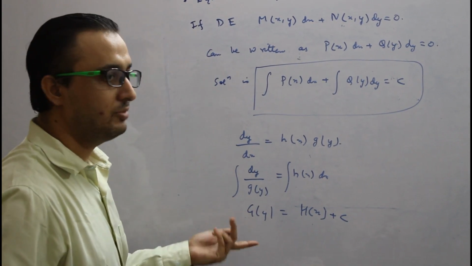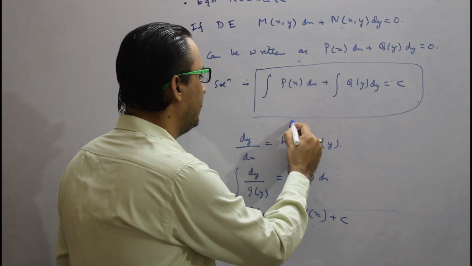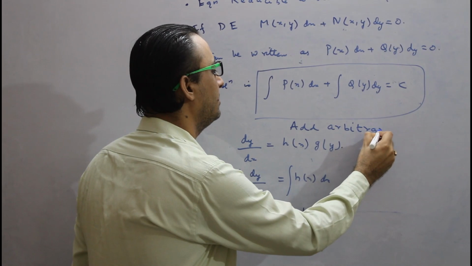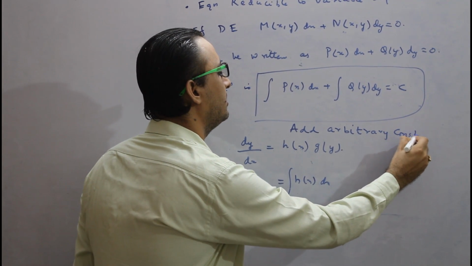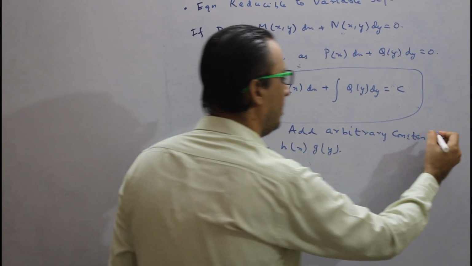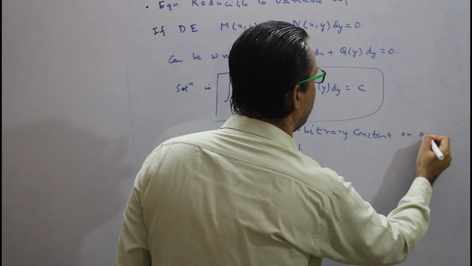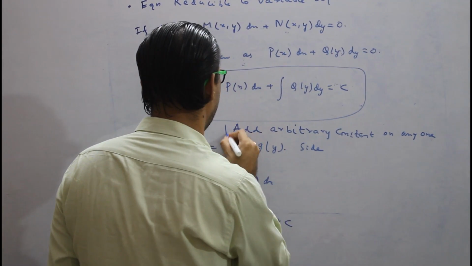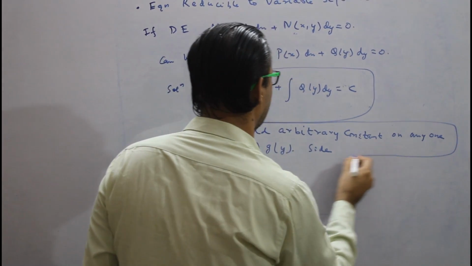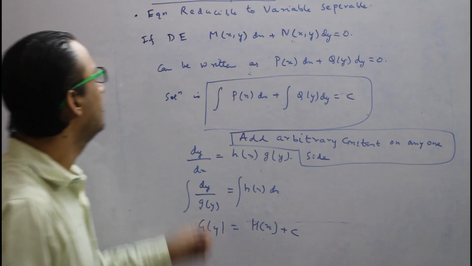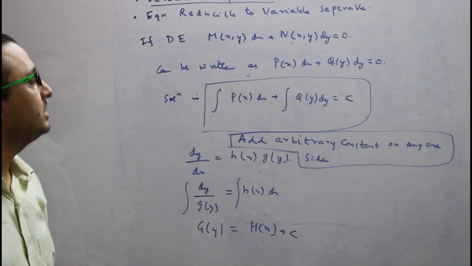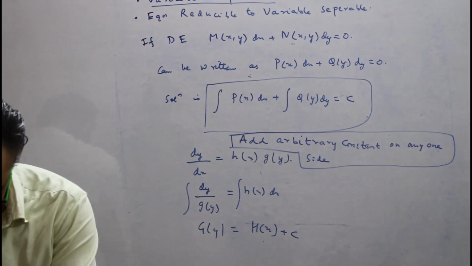In this one we have to make a note of the fact that we add an arbitrary constant on any one side. So this is the general format of any equation. Now we are going to take some of the questions on this topic.